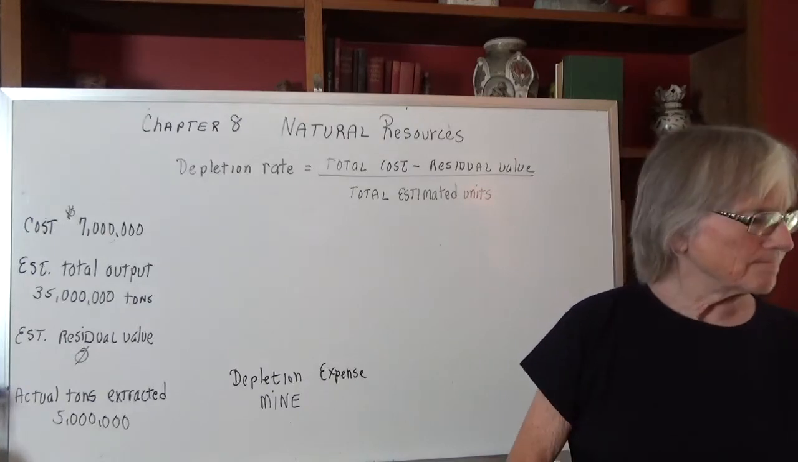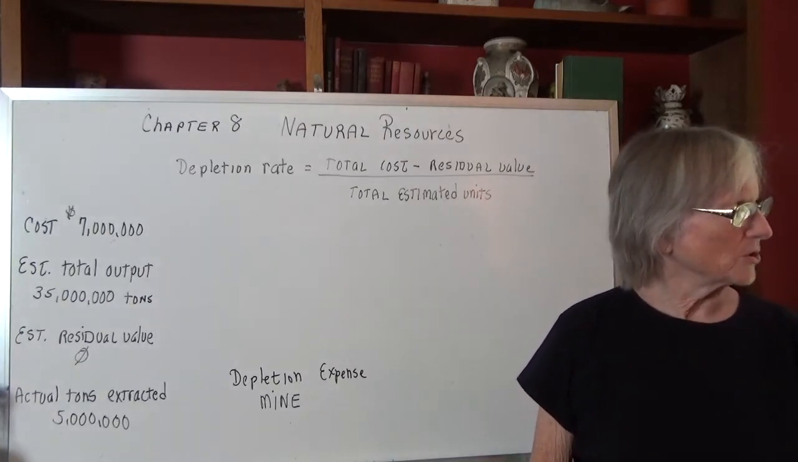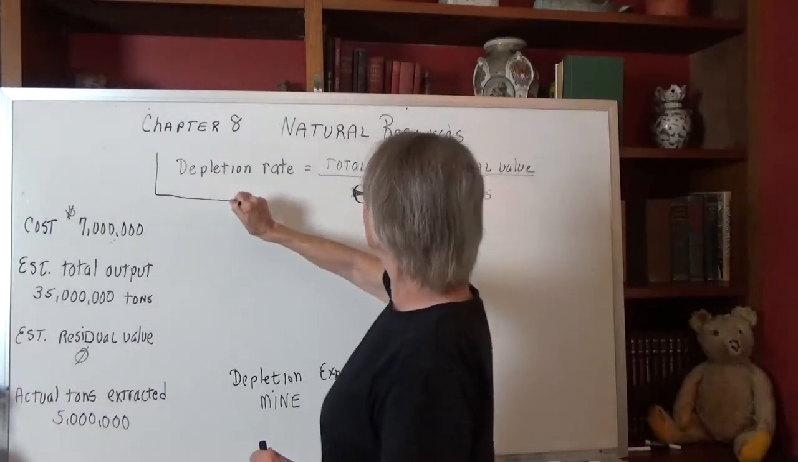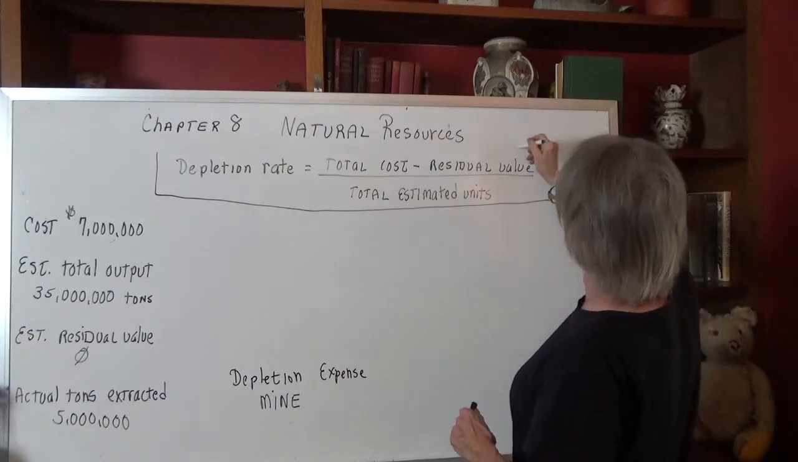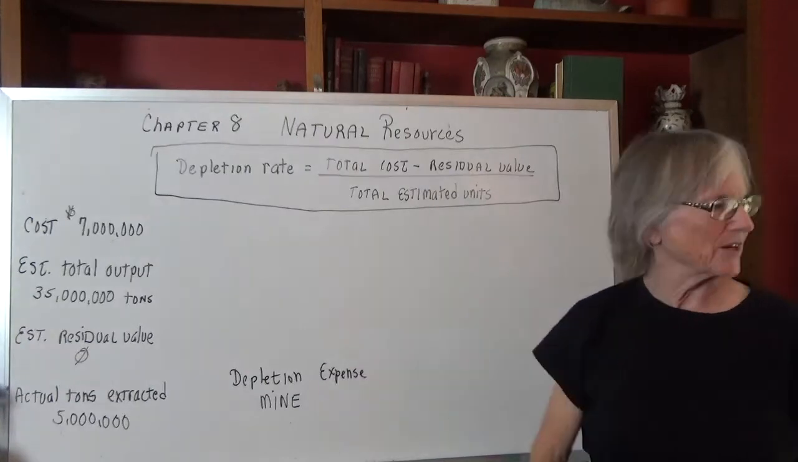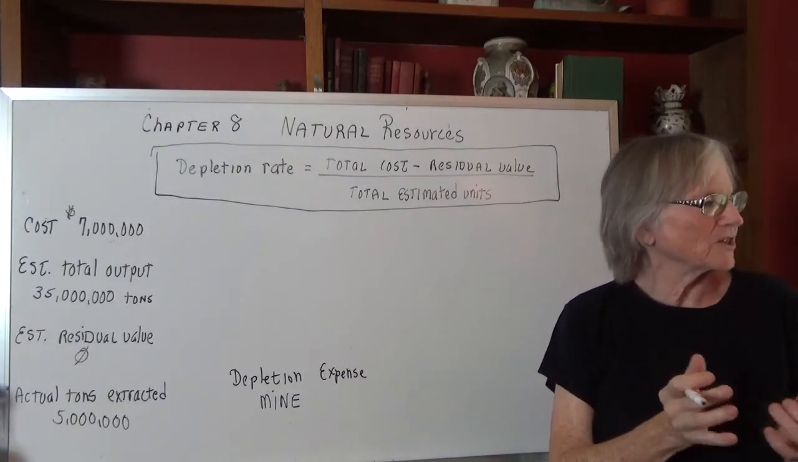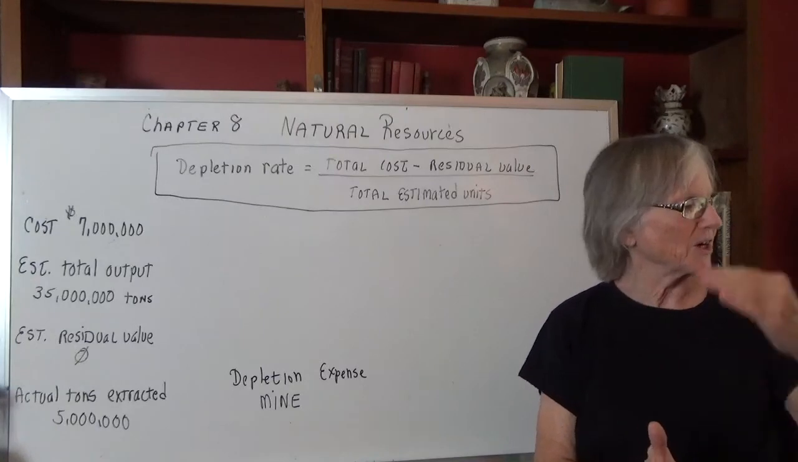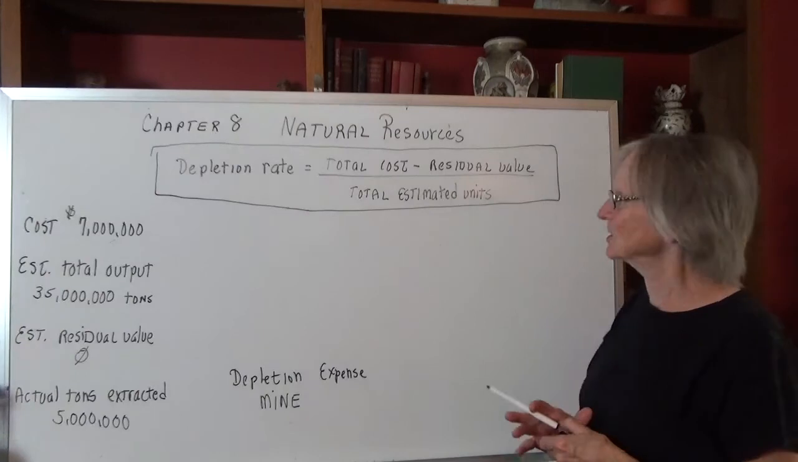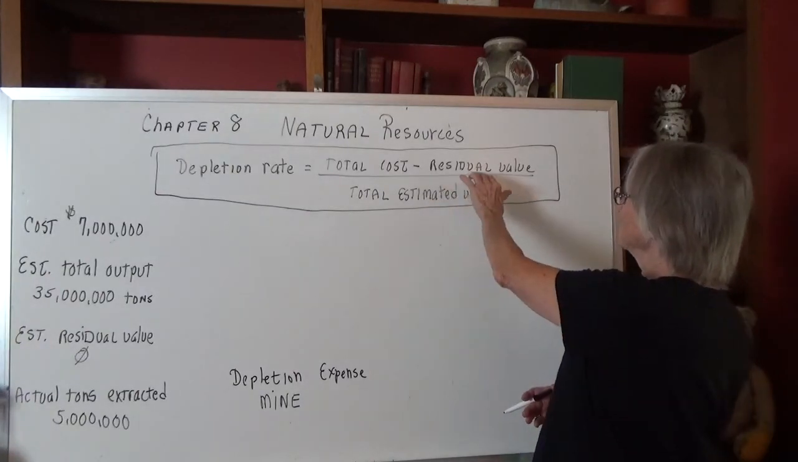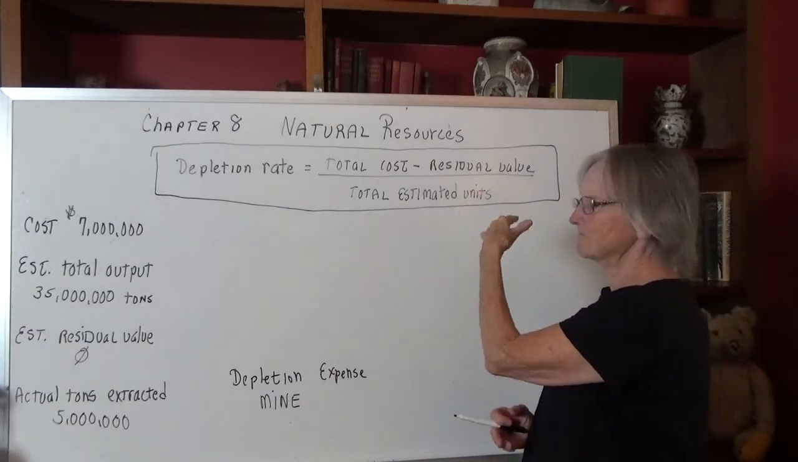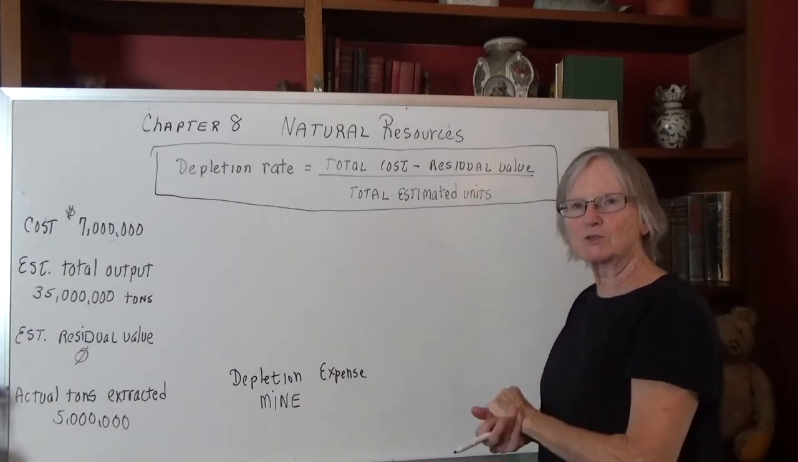Okay, so that's that. Computing it, this is the way we get the depletion rate. The first thing you have to determine is the total cost. That's fairly straightforward. Chances are you've got that on a document somewhere, what you paid for this resource, plus the cost to get it ready for its intended use. And then less the residual value. This is equivalent to the salvage value. It's what's left, once we're done with it, the value of what's left.